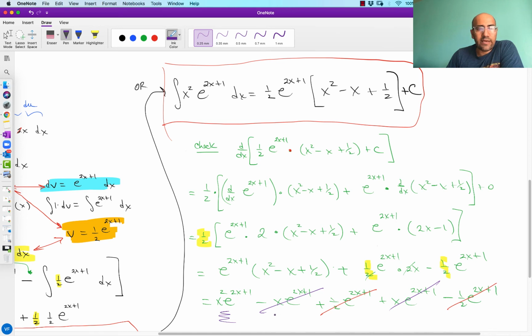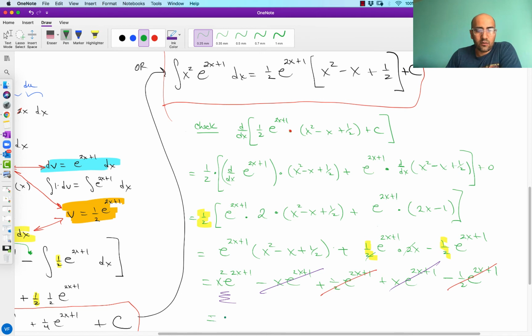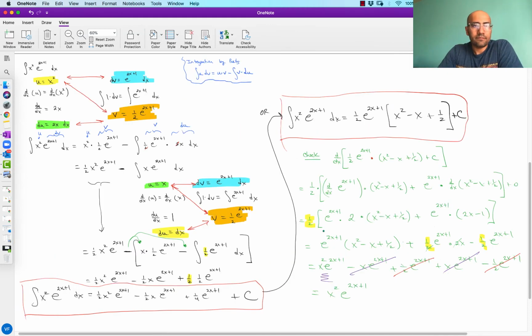And so indeed we get exactly what we expected. The derivative of this function on the right is equal to this right here. Right, so we get what we expected. This whole thing equals just x squared e to the 2x plus 1. Okay, so we've confirmed it. When we take the derivative on the right-hand side of this statement, the derivative of this equals that. So we've confirmed that this integral is in fact correct.